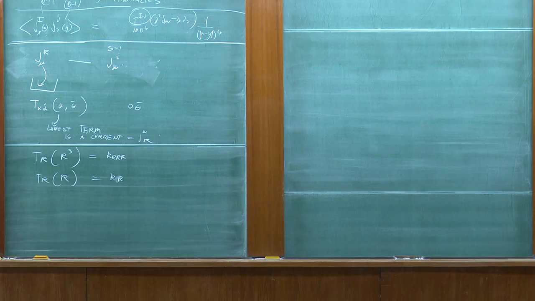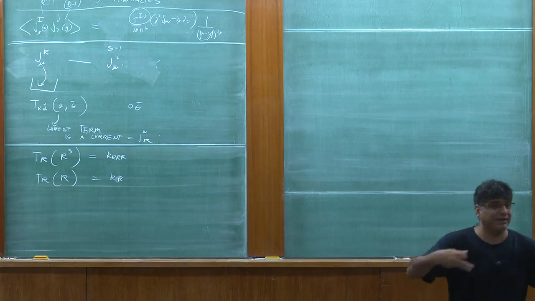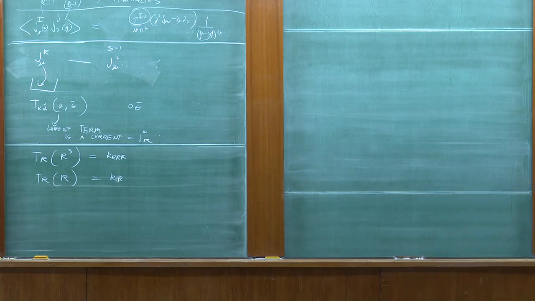So when one looks at matching anomalies, this is another anomaly one could match, which is what happens to the current when we turn on a background metric for the theory on which our theory lives. Okay, but now because the stress tensor is something that couples universally to all fields, there's no other information needed.